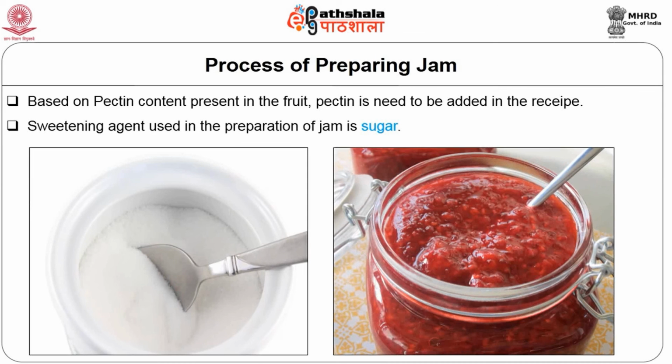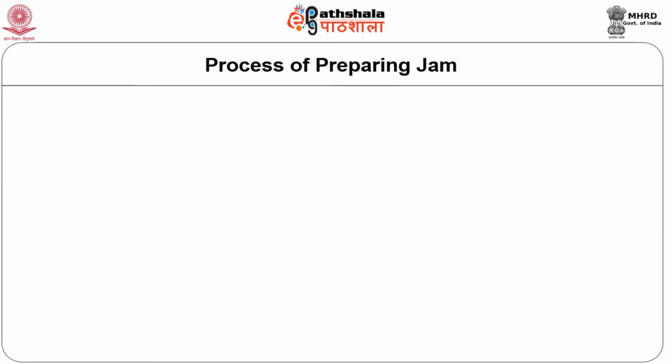Sweetening agent used in the preparation of jam is sugar. Proper balance in the preparation of jam is maintained by the citric acid. Now let us see the process of making jam.